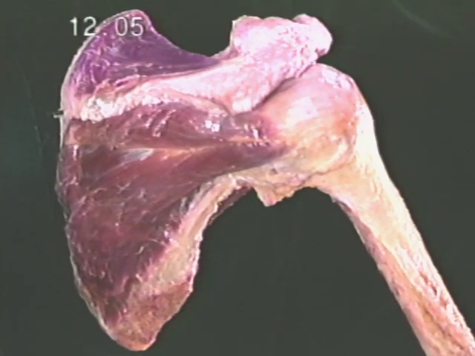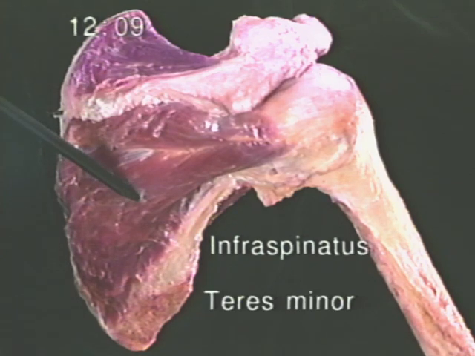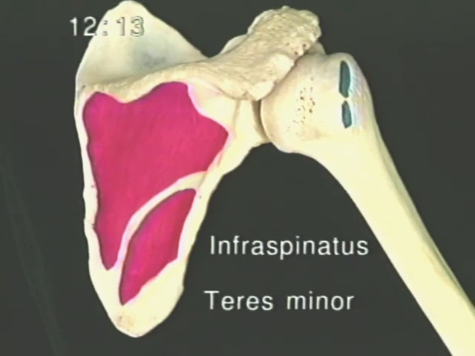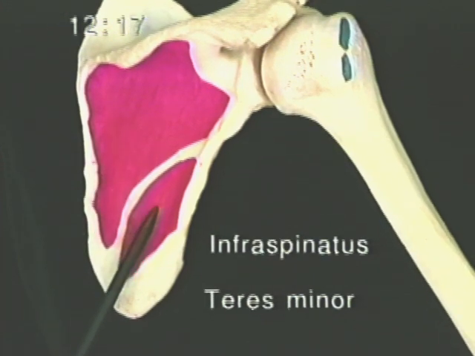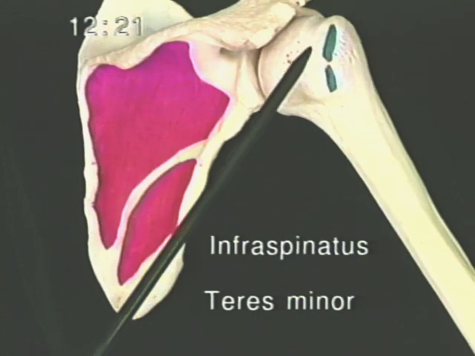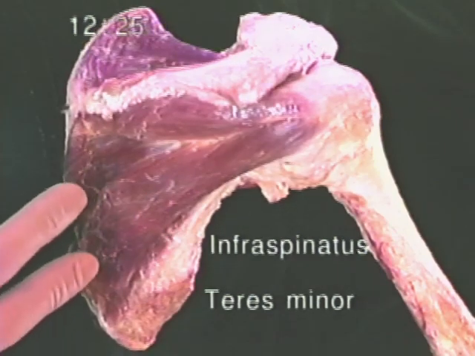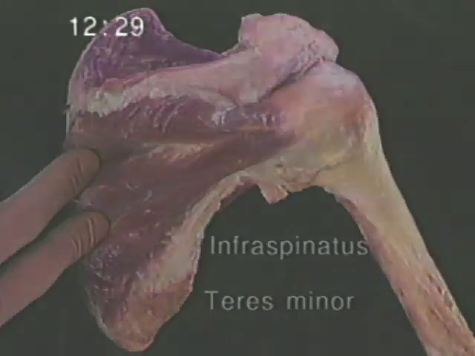The two muscles below the spine are infraspinatus and teres minor. Between them, they arise from almost all of the infraspinous fossa. Infraspinatus here, teres minor here. Infraspinatus inserts here on the back of the greater tubercle. Teres minor just below it here. Both these muscles produce external rotation of the humerus.